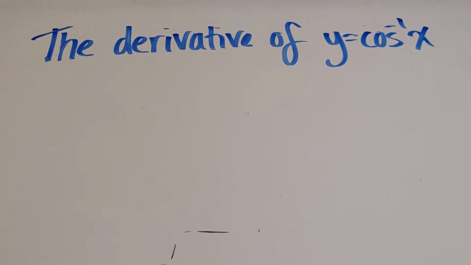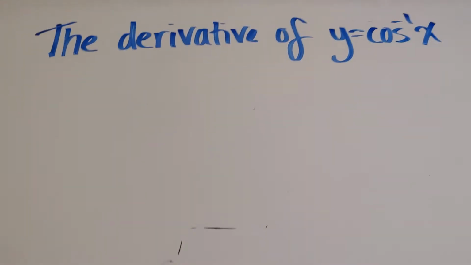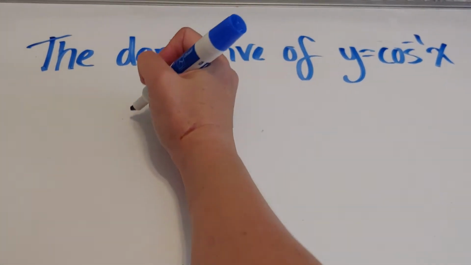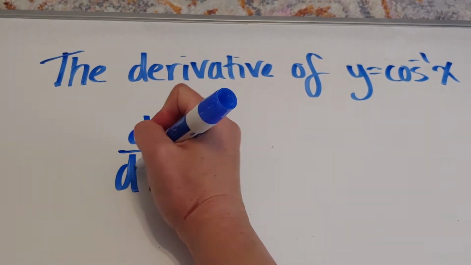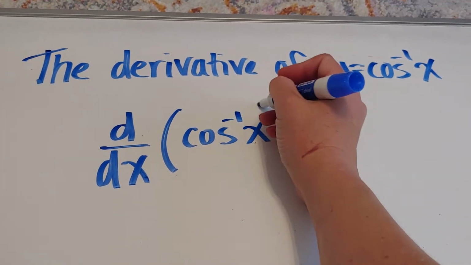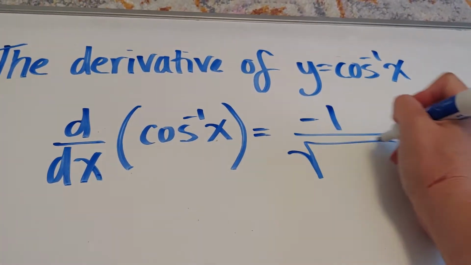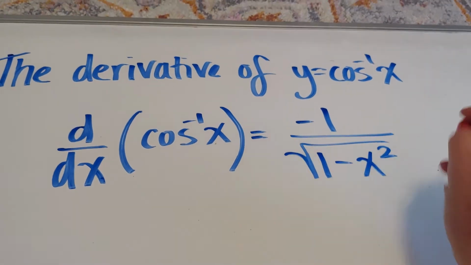In this video, I'm going to define the derivative of the cosine inverse, and I'm going to show the proof of where it came from. Okay, so the fact that you want to know is that the derivative of cosine inverse is -1 over the square root of 1 minus x squared.